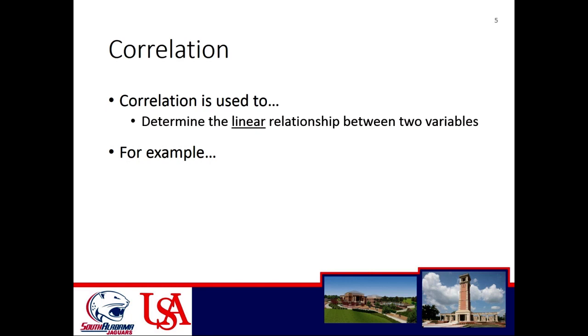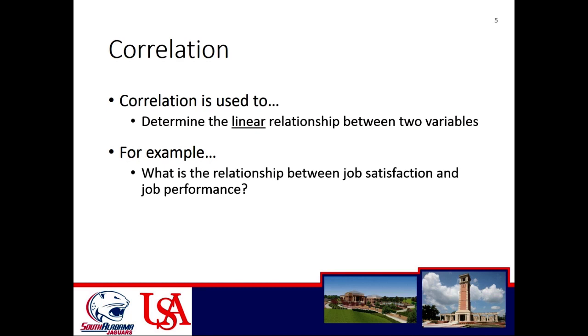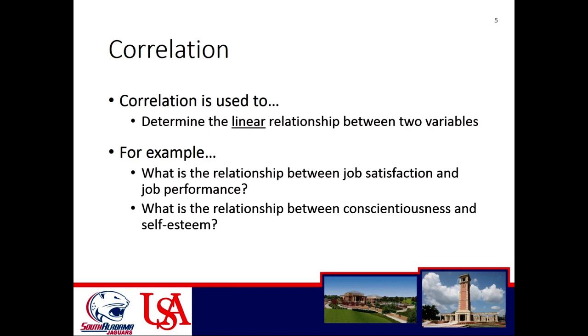Some questions we can answer with a correlation are things like, what's the relationship between job satisfaction and job performance? We have two variables there, and we can determine the linear relationship between them. Another one might be, what's the relationship between conscientiousness and self-esteem? If we measured those two using Likert surveys, like we talked about earlier in the semester, we would have a scale from 1 to 7 for both of those. We could get people to respond on a scale from 1 to 7 for both, and then we can calculate the correlation between those two.